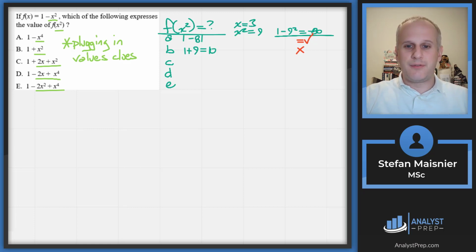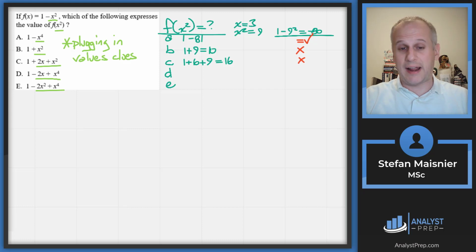Then with choice C, we've got 1 plus 2x, which is going to be 6, plus x squared, which is going to be 9, and that's just 16, so that's definitely not negative 80. And at this point, we can probably see that it's not ever going to get down to negative 80 because we've got to subtract our value, and we're not going to offset that plus x to the fourth. So if we did 1 minus 6 again, but plus what we know is 81, well, that's way over 0. So that one is going to be out.